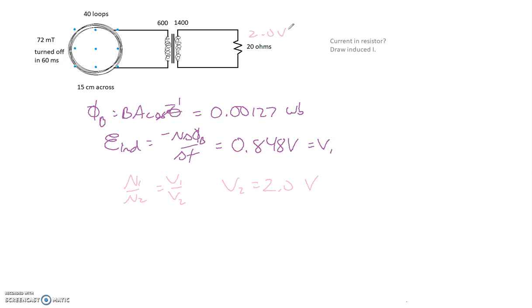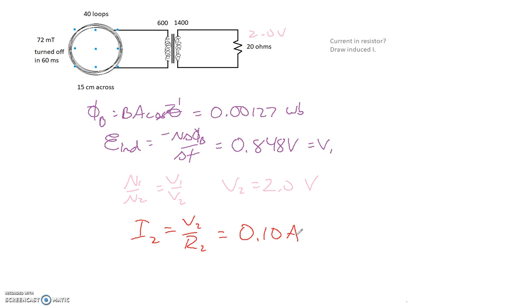Now that I've got that, I can use basic Ohm's law to find out how much current would be in that resistor. So I've got 2 volts, I've got 20 ohms, divide that 2 out, and I've got 0.10 amps of current running through that resistor.